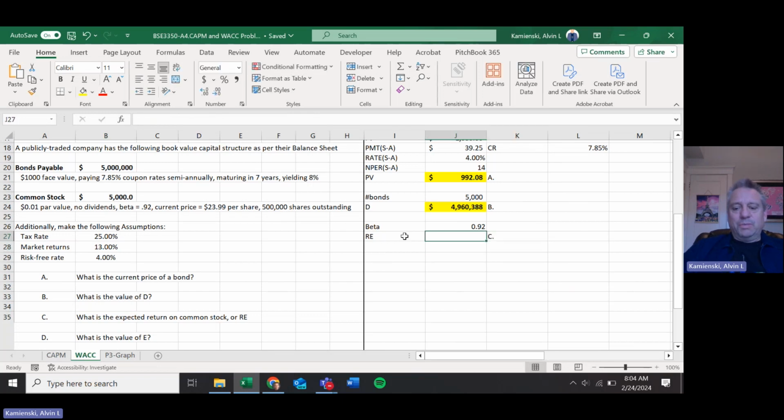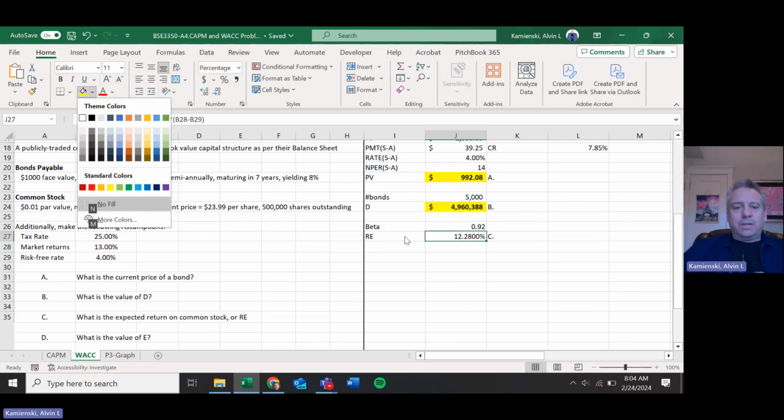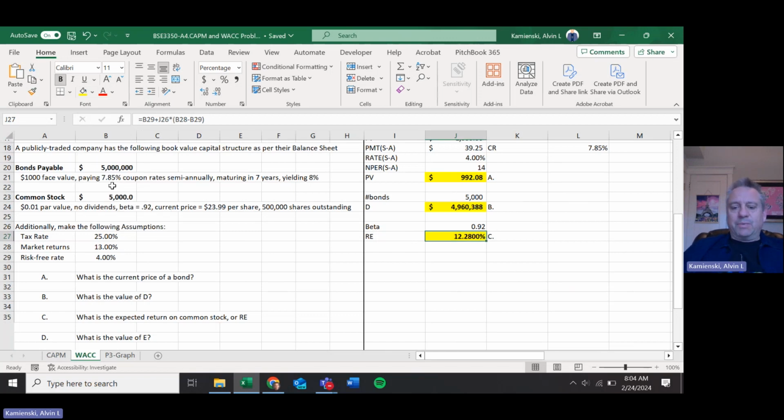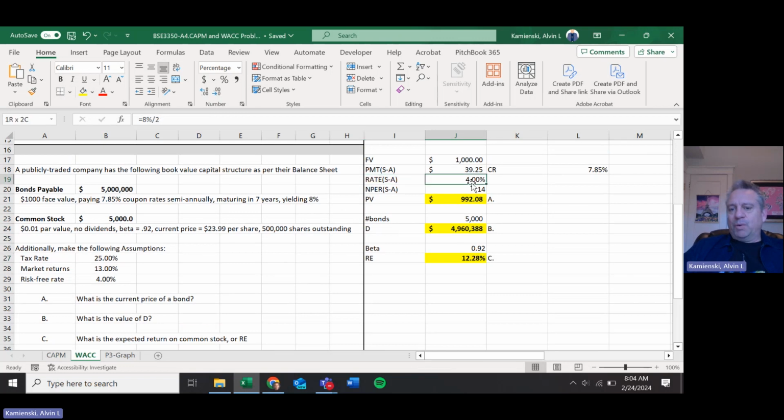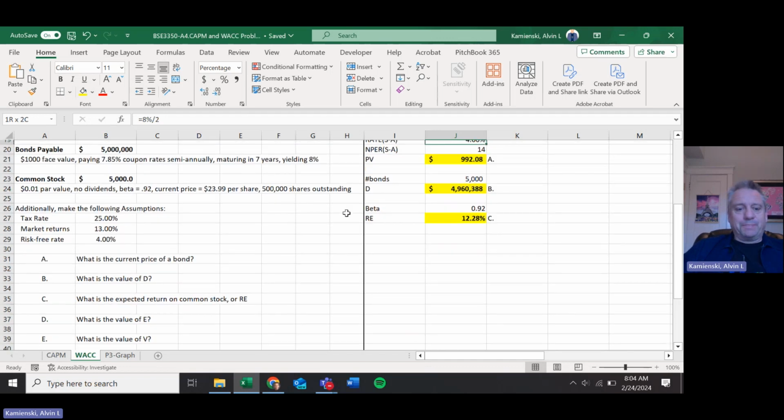and that's going to be our answer for C. It would equal the risk-free rate of return, plus our beta multiplied by our market rate minus our risk-free rate. And so there we know is our required rate of return that equity investors would want from us. 12.28% is what they would want. Whereas up here, we know that bondholders demand 4% semi-annually, or about 8% annually, is their expectation.